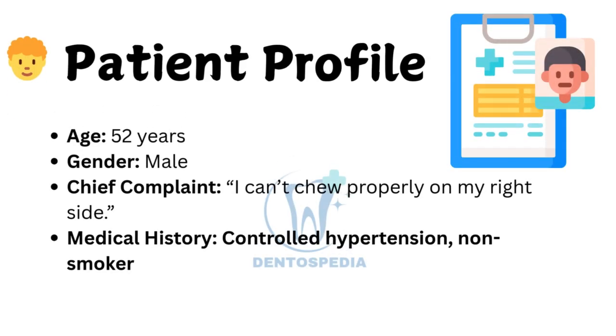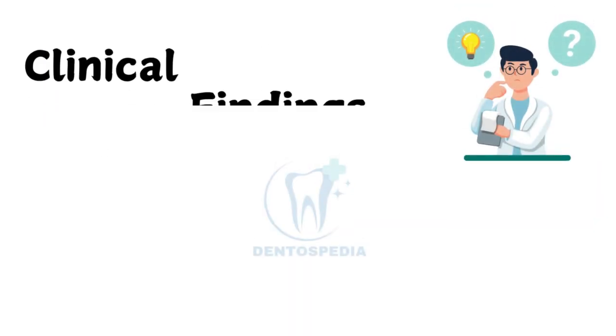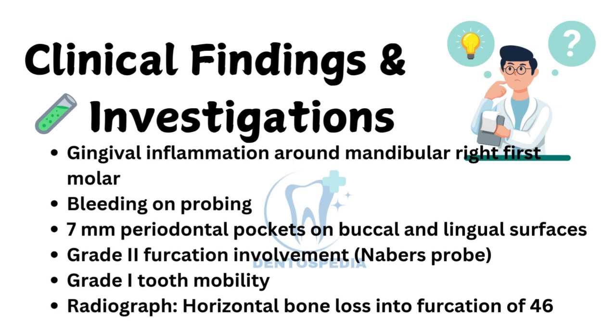Let's have a quick breakdown of the patient's profile: age, gender, chief complaint, and medical history. In this case, we see gingival inflammation around the mandibular right first molar with bleeding on probing. Periodontal charting shows 7 mm pockets on both buccal and lingual surfaces. A Nabers probe confirms grade 2 furcation involvement, and there is grade 1 tooth mobility. The radiograph reveals horizontal bone loss extending into the furcation of tooth 46.